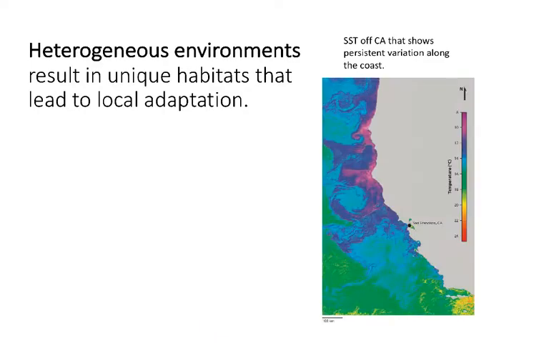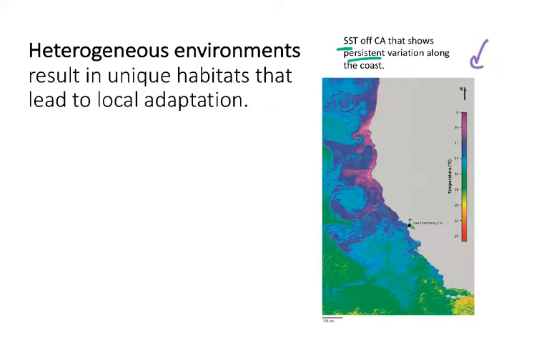And so when we talk about these differences in habitat, what are some of the factors that I mean? First of all, a heterogeneous environment means the environment's different, and that's giving us these unique habitats that lead to local adaptation. I'm showing on the right one example. This is a map of California. The land is in the grayish brownish color, and all the bright colors are showing the SST, or sea surface temperature, off the California coast. What this is showing is that along the California coast, we have these persistent differences.